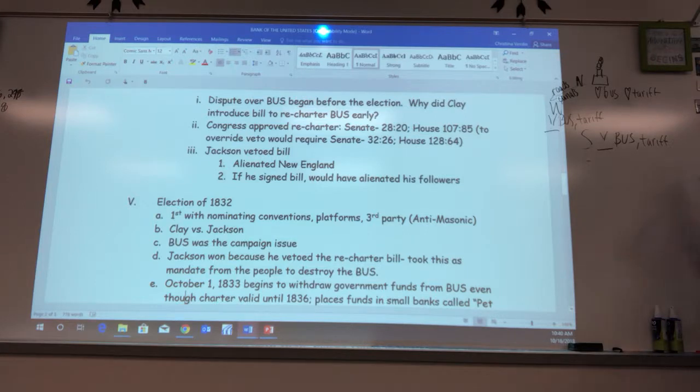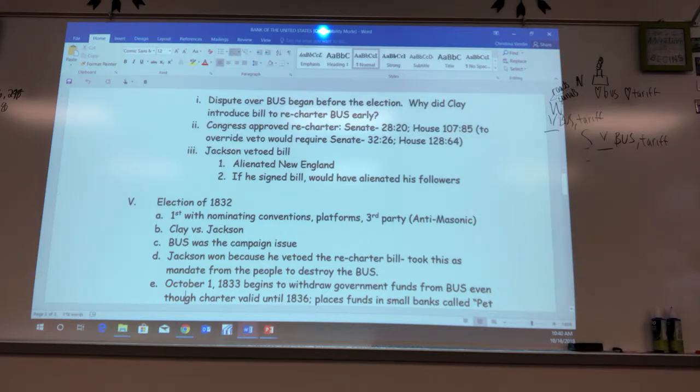No, but Henry Clay and Daniel Webster are like, hooray, he's done this, he'll never win the election. But does he win? Yeah. Because was the Bank of the United States popular with the people? No. No, a lot of people hated it.